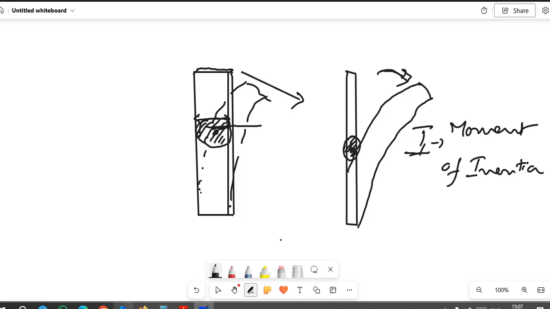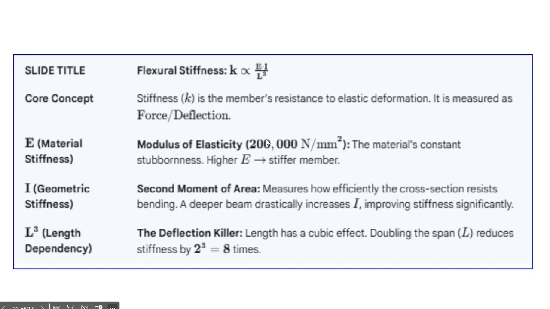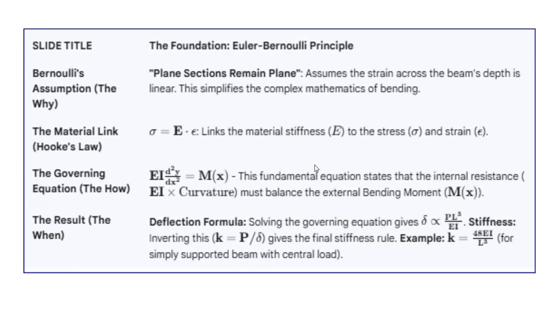Coming back to the presentation, L cube is the length, and deflection scales with it, as you have discussed. If we increase the length by 2 times, the stiffness will be reduced by 8 times. Bernoulli's assumption is that plane sections remain plane. What is Bernoulli's assumption? It assumes that strain across the beam's depth is linear. This simplifies the complex mathematics of bending.